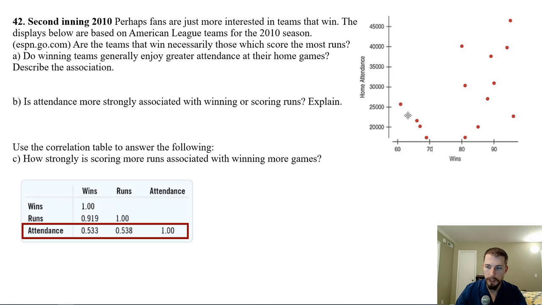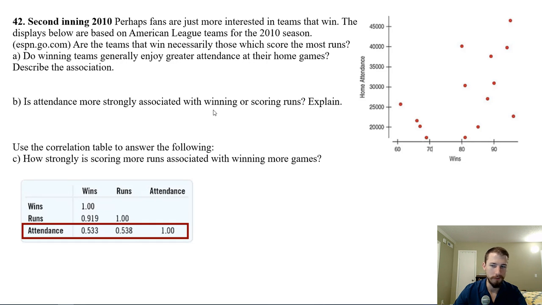As you can see here, it's pretty weak. The one that's the strongest would be between runs and attendance. So just slightly stronger, very, very slightly. Like 0.005 stronger. All right, explain. Well, we just use the correlation table for that. No big deal. How strongly is scoring more runs associated with winning?